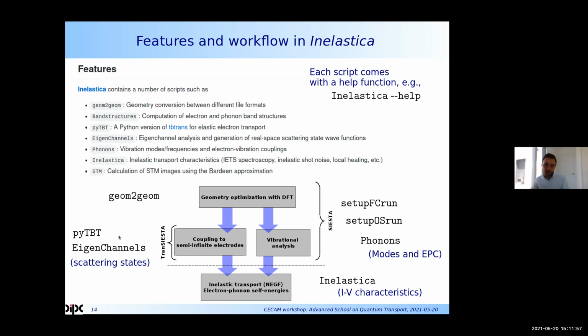And there's this script that Matt's talked about, eigenchannels, to compute the eigenchannels and the scattering wave functions and write them to a file that you can visualize. Over here, we have some scripts to help the user set up the finite displacement runs, and this one to explore the change of basis when atoms move. After finishing this set of calculations, one can compute the phonons and couplings with the phonon scripts. And again, these things are then combined at the end of the day in an Inelastica call, and you will learn about this in the tutorial.